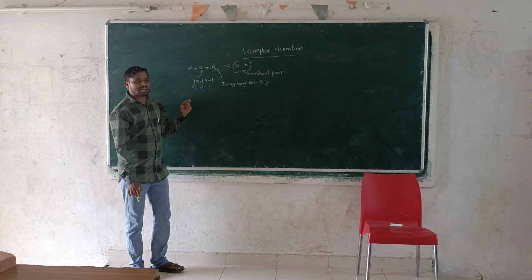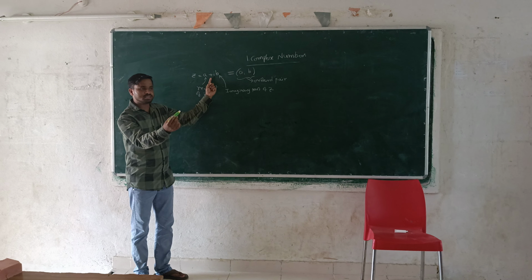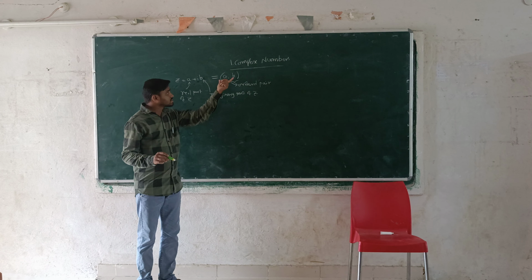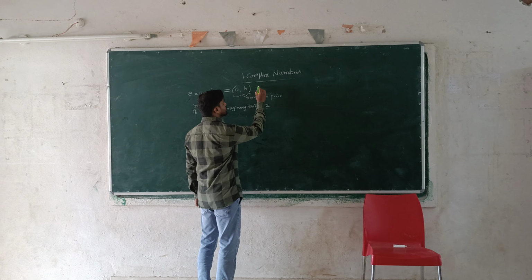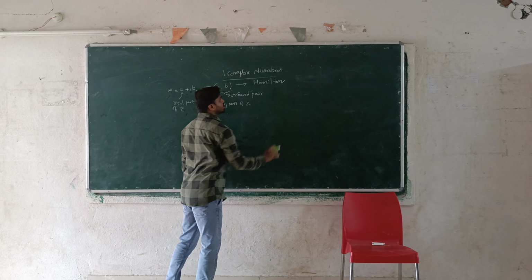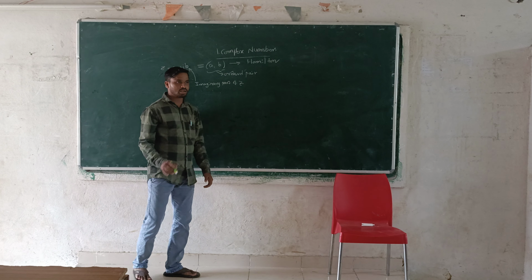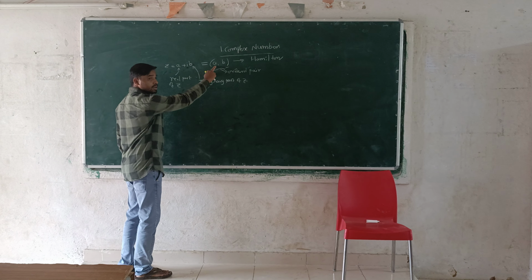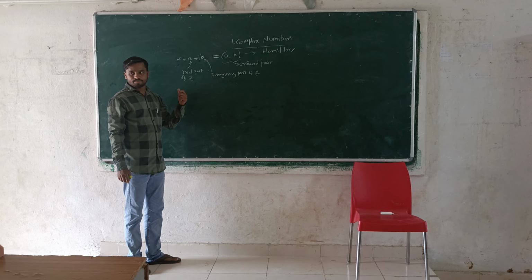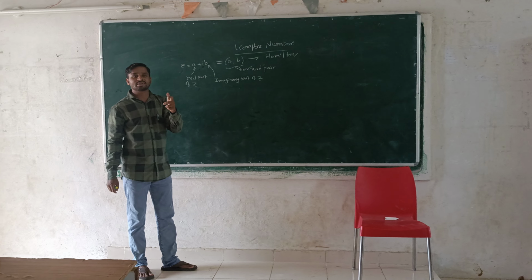Z is equal to a plus ib is nothing but what? A complex number. That complex number is also written as an ordered pair a comma b. This notation is given by the scientist Hamilton. Now tell me, what is here? a is the real part of Z. And here b is called what? The imaginary part of the complex number Z.